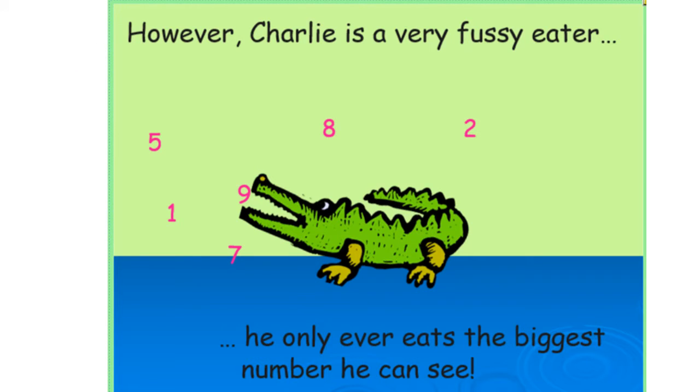So here is Charlie Crocodile. Now Charlie Crocodile is a very fussy eater, but he's also a very big eater. He will only eat numbers and he'll only eat the biggest number he can see. Okay, so let's have a look at the numbers on this page. We've got, you might read in a different way to me, 5, 8, 2, 1, 9, 7. Which number is Charlie Crocodile going to eat? That's right, he's going to eat the biggest one, isn't he? He's going to eat number 9.